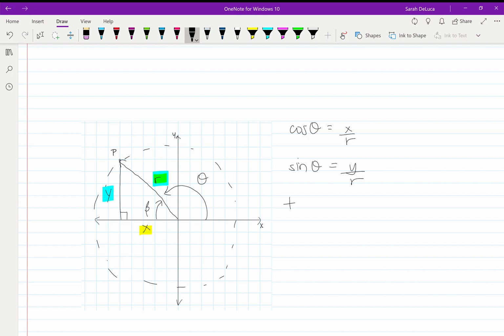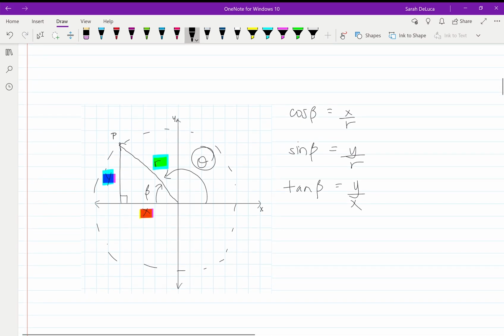And tan of theta is the opposite over adjacent, which is y over x. Now, I should go back and say, okay, wait a second, that's not theta, that's dealing with the ratios in here. So how do I relate beta and theta together? Because I really want to know what the measure of theta is.